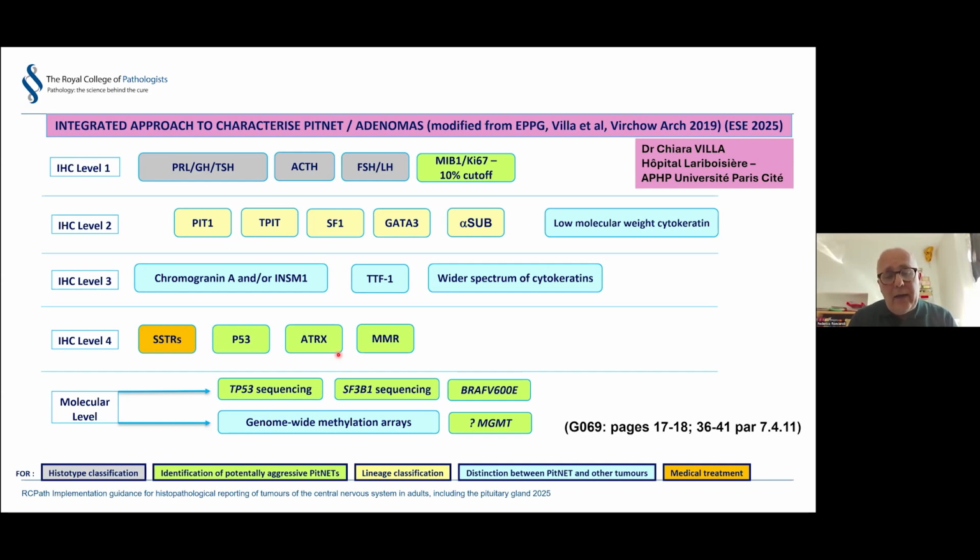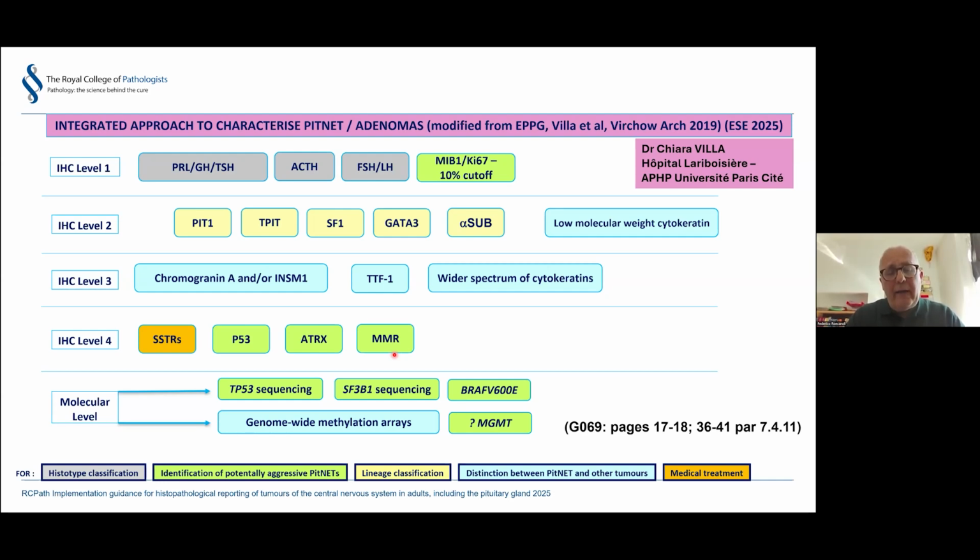Genetic analysis is very limited. We recommend testing P53 using a glioma panel. There's no specific panel for pituitary, in prolactinomas and corticotroph tumors particularly. And there is a new gene that was identified about 4 years ago, selectively mutated in prolactinoma, SF3B1, which seems to identify a subgroup of non-responsive prolactinomas that tend to be macro, invasive, and frequently recurring.